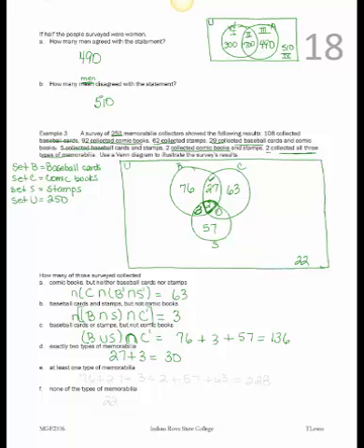Part E, how many of those surveyed collected at least 1 type of memorabilia? Well, we're going to add all of those types that collected at least 1 type. So altogether is 228. And then letter F, how many of those surveyed collected none of the types of memorabilia? 22.